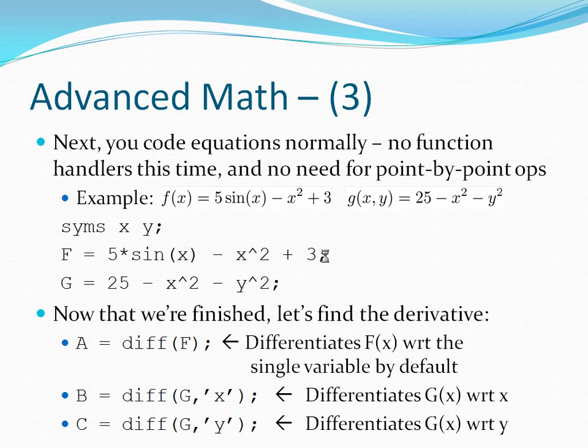you do syms x y, x space y, and then you specify the equation using the symbols that you defined using the syms command. In this case, you have 5 times sine x minus x^2 plus 3. Make sure you don't do any point-by-point operations. You leave the dots out, and you just code it normally. Same thing for here, 25 minus x squared minus y squared.